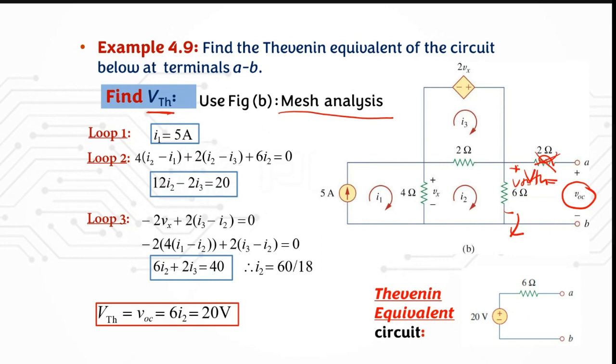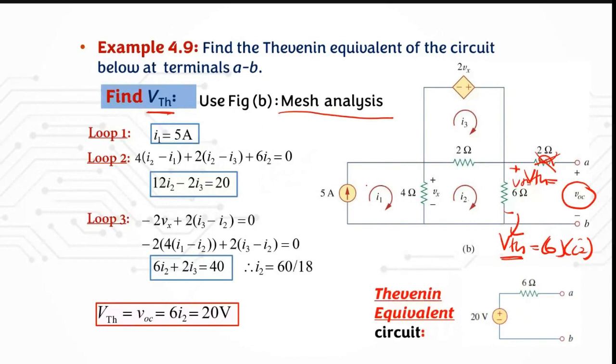So your VTH is here, where if you're using mesh analysis like in this circuit, you know that this VTH here is equal to 6 ohm times this I2. So that means you need to find the value for this I2 in order to find your VTH.